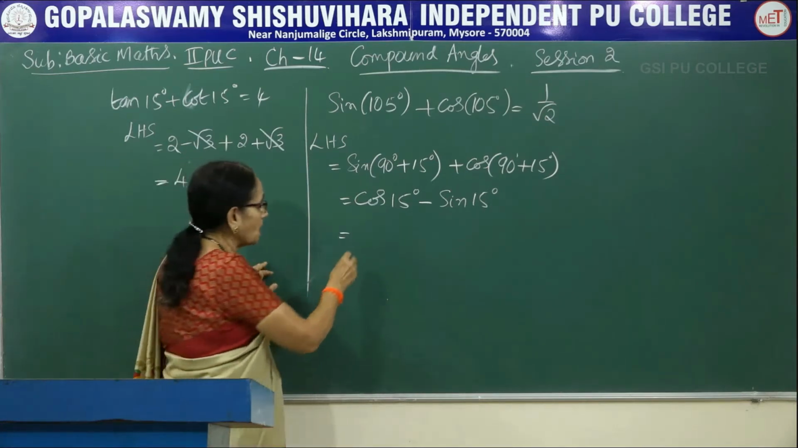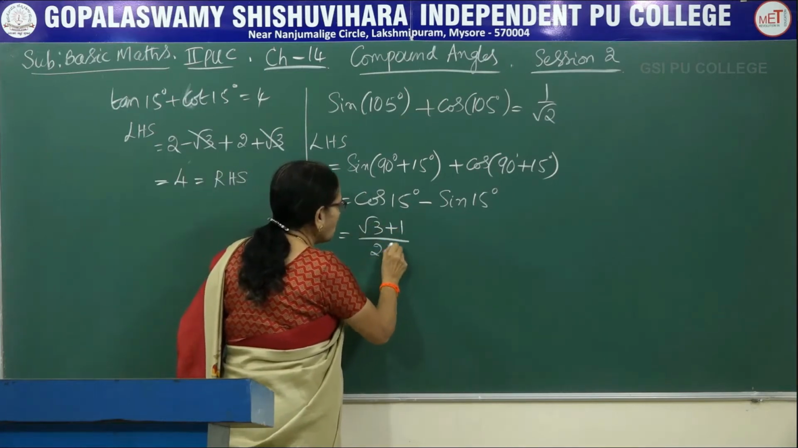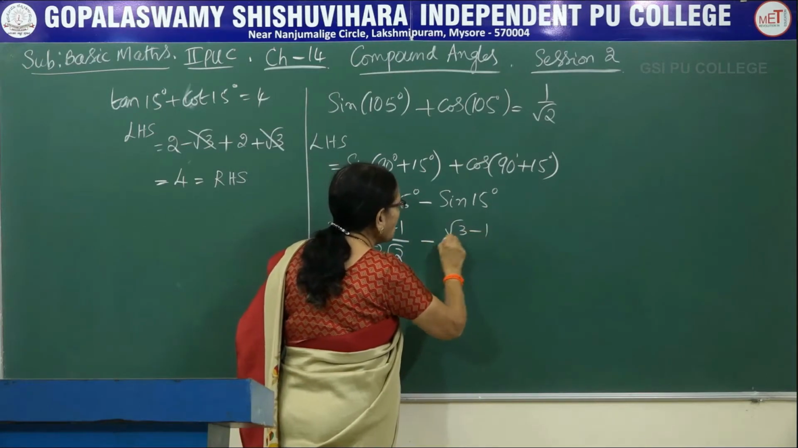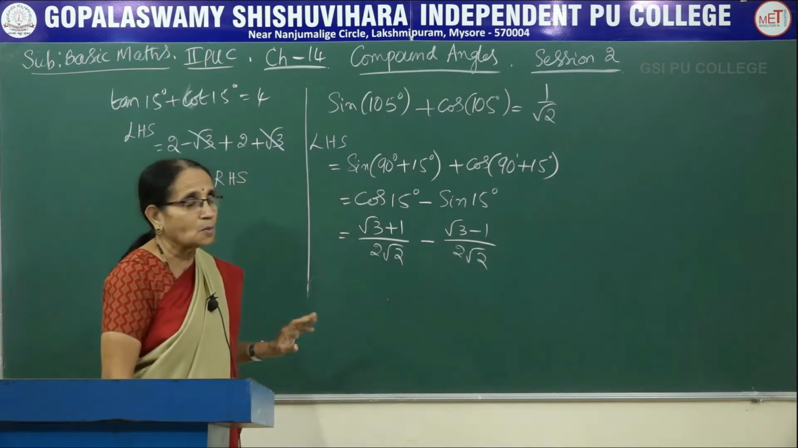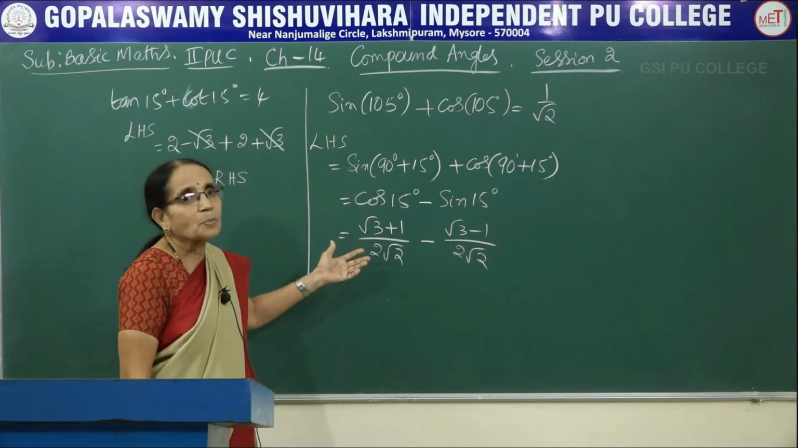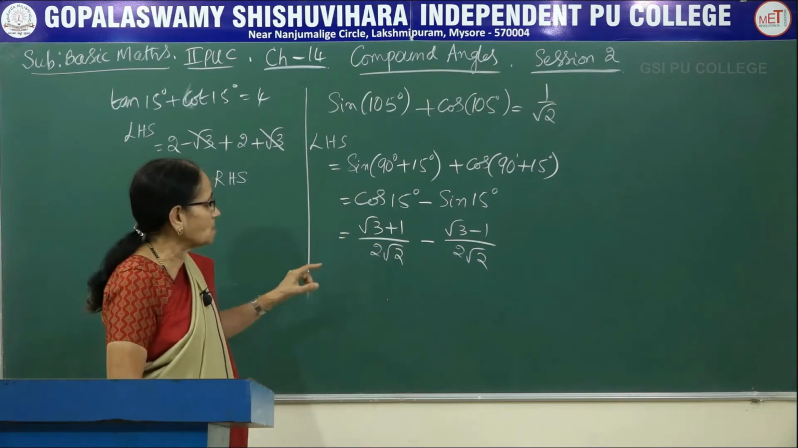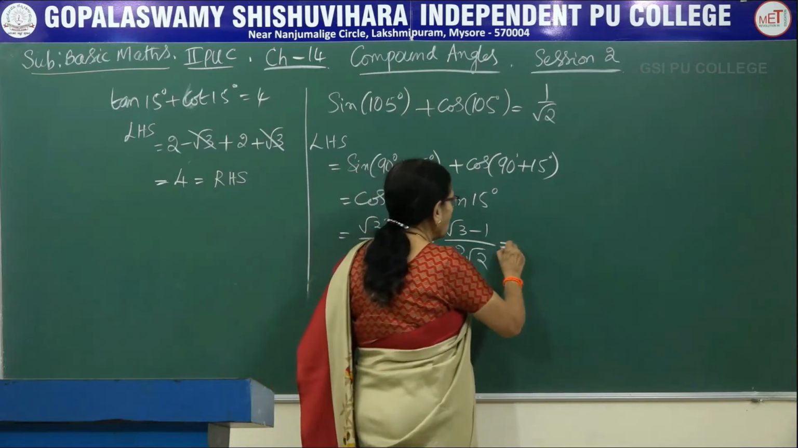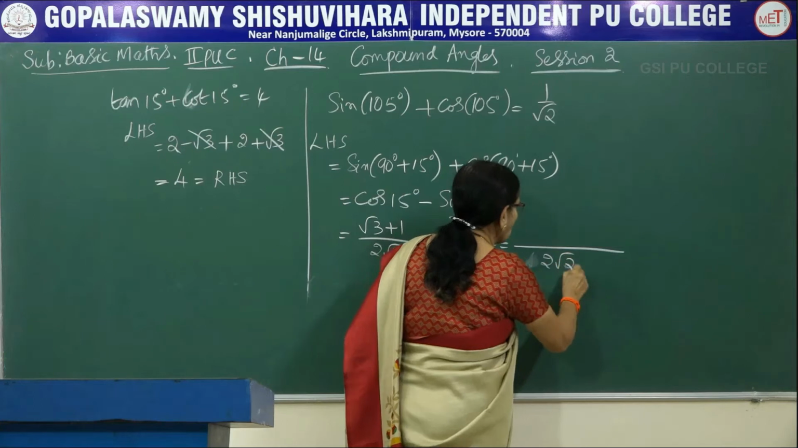Yesterday you had derived that it is (root 3 plus 1) divided by 2 root 2 minus (root 3 minus 1) divided by 2 root 2. I am just writing the standard values which we derived in the previous session. Look at the denominator. Both the denominators are equal, so that becomes the LCM, that means the LCM being 2 into root of 2.